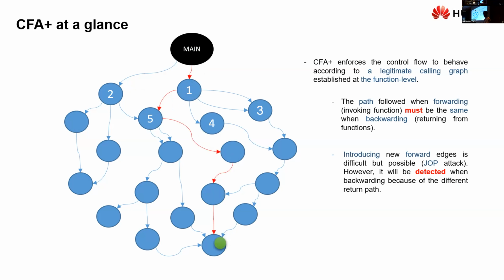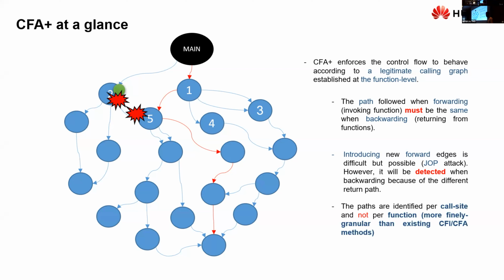So when the new edge was introduced, the return path will still be different because if we introduce a jump, an edge on the forward path, the function at which we jump will only return to its original address. So we will detect this on the return path. Also, the paths are identified per call site and not just per function. So we have a more finely granular solution than existing CFI solutions that are deployed in the compilers or that we've seen in academia.